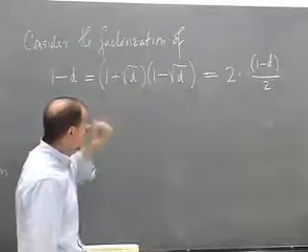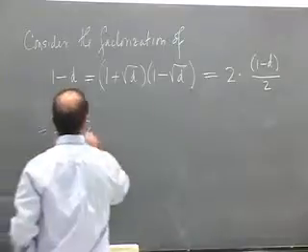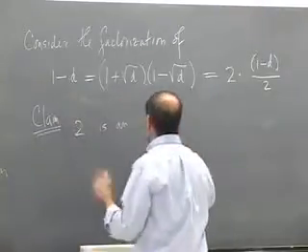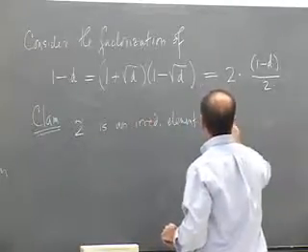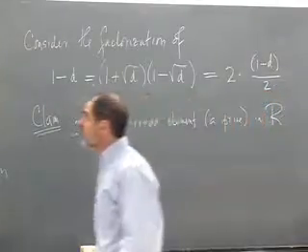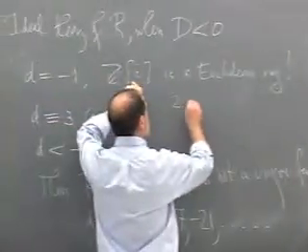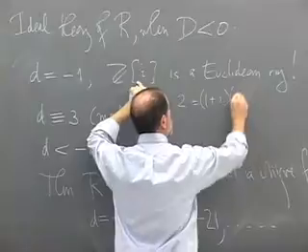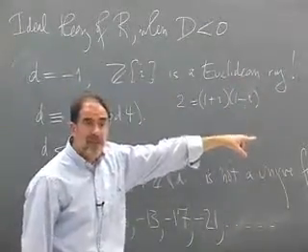Okay? So I claim 2 is an irreducible element, a prime, in R. 2, the number 2. So you can't factor 2 in any essential way in this ring. Now that was false in this Euclidean ring. In the Gaussian integers, you could factor 2. 2 is equal to 1 plus i times 1 minus i, and neither of these were units. But in these rings, I can't factor 2.